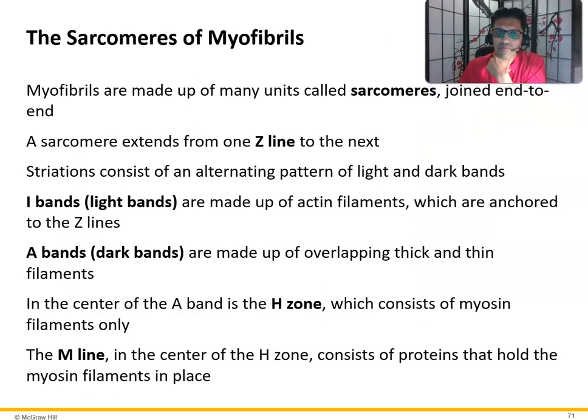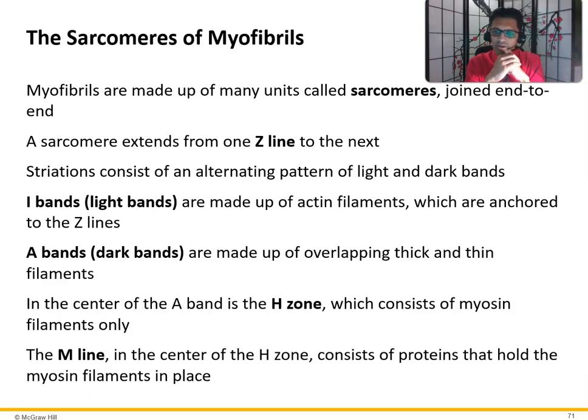All right, so now more vocab. The sarcomere. Myofibrils are made up of many units called sarcomeres joined end to end. Okay, so the functional unit of a muscle is called a sarcomere, and you have a whole bunch of sarcomeres that make up a myofibril. Okay, and one sarcomere is from Z line to Z line. If you know what an accordion is, you know how an accordion goes in and then out. So think of these sarcomeres that will be able to go in and out from Z line to Z line. In the middle we have an M line, and I'll explain to you how it goes in and out like an accordion. Striations consist of an alternating pattern of light, dark, light, dark.